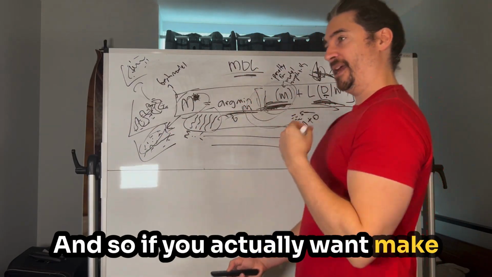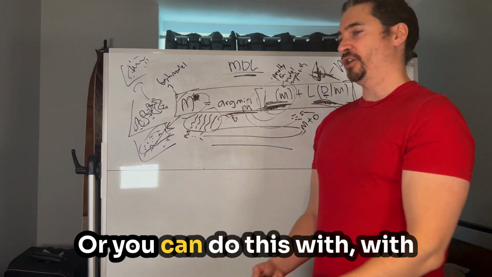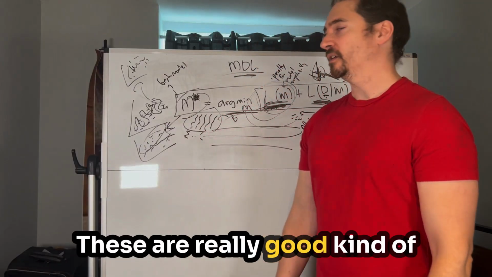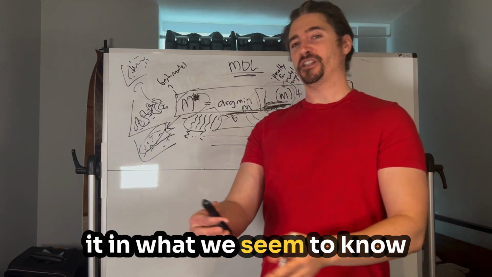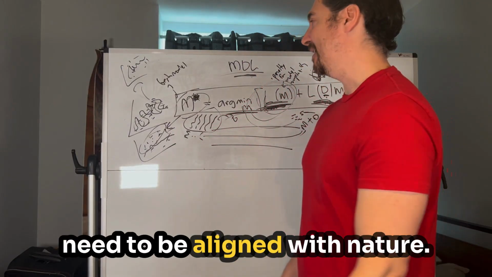And so if you actually want to make a decision on something in life, you should probably follow rules like this and then go from there. Or you can do this with probability, information theory, probability, right? These are really good ways to ground it in what we seem to know about how nature solves problems, and we obviously need to be aligned with nature.